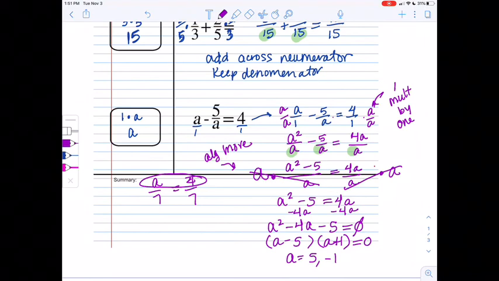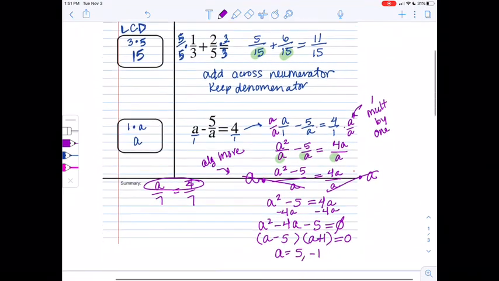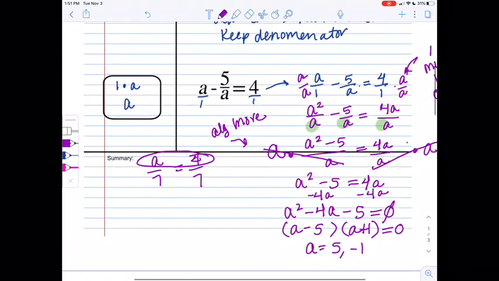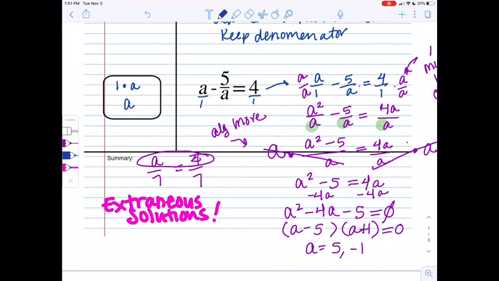You have to check. So I think I put it up here in my iCans. Oh, I didn't. There's some things here called, let me use pink for this, extraneous solution. And that means answers that don't work.